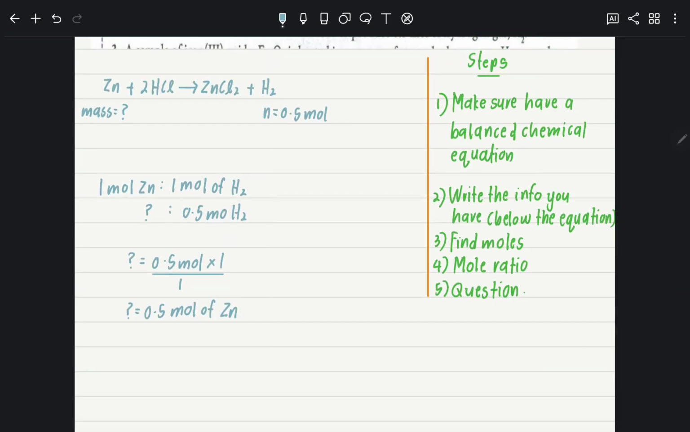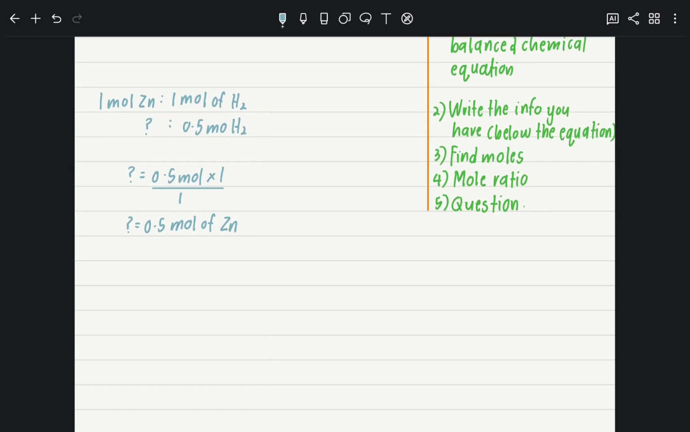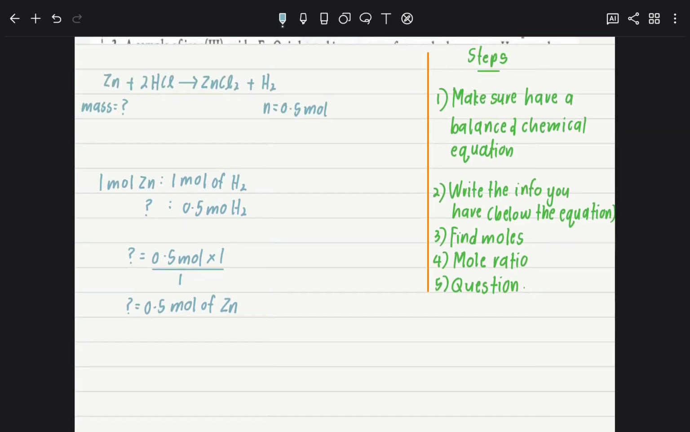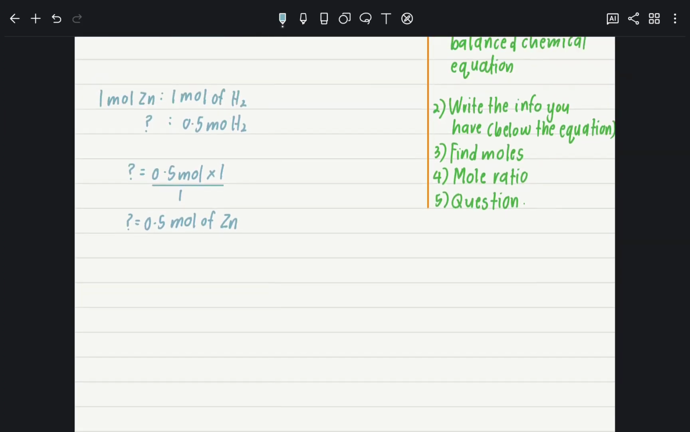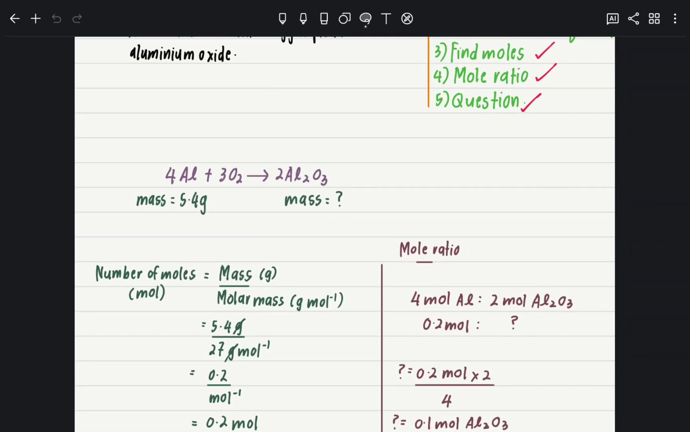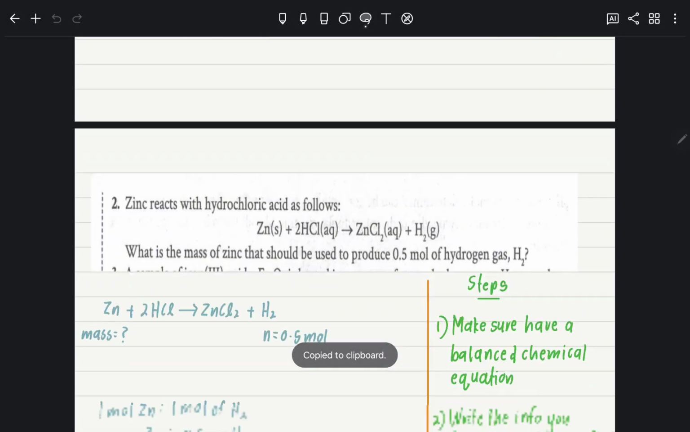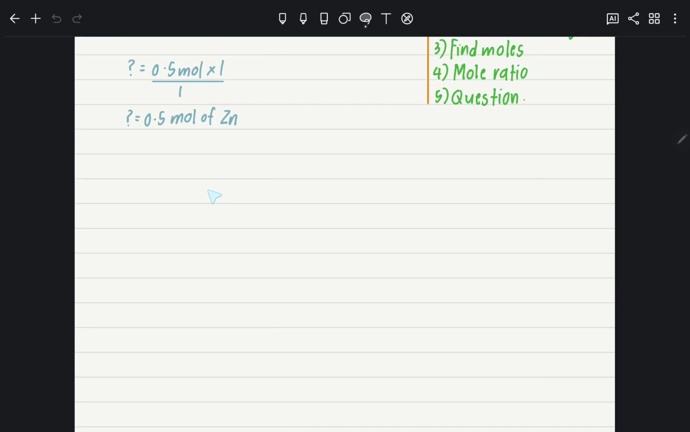Alright, so I already have the mole. Okay, you did the mole ratio and you get the zinc, and you want the mass. The question is mass, so can you relate mole with the mass? Yes, of course. Which formula? Again this formula. Okay, so just copy back the formula and write it here.